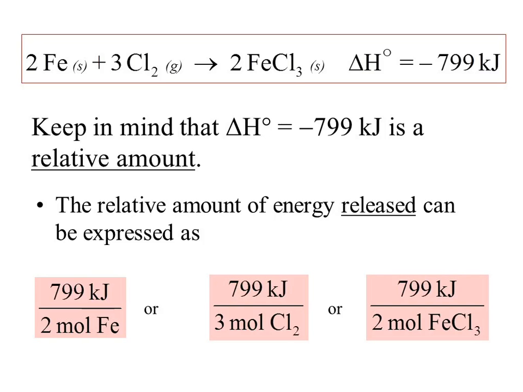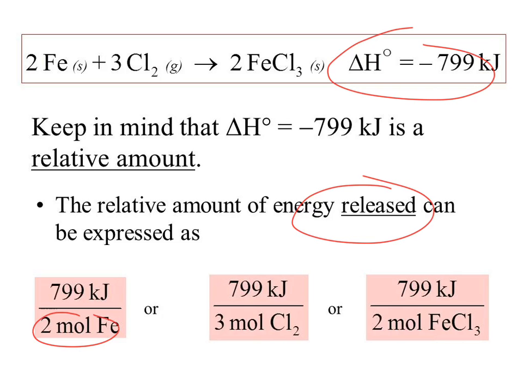Now, we talked about this convention before, because you need to be careful about endothermic and exothermic and the signs. I guess more to the point, you need to be careful about the signs. Of course, the heat of this reaction is negative. It's exothermic. But if you go ahead and associate the word released with your answer, then you can put negative, but it's kind of redundant, okay? So in any case, can you see where 799 kilojoules of energy are released for every 2 moles of Fe, or 3 moles of Cl2, or 2 moles of the product formed?